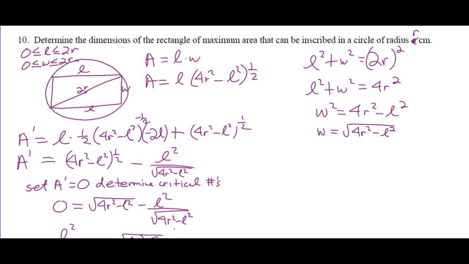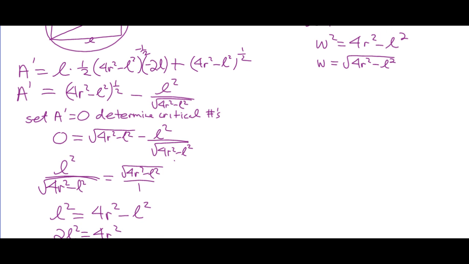If the length is 0, then the area is 0. If the length is 2R, then the width is 0 and the area is 0. And same thing for the width. If the width is 0, the area is 0. If the width is 2R, the length is 0, the area is 0. So between 0 and 2R, somewhere in between there is root 2 R.